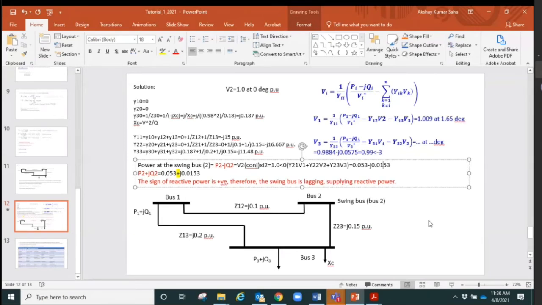To change, if you do more iteration, you will get new values of v1 and v3. As you get new values of v1 and v3, you will get different values for p2 and q2.